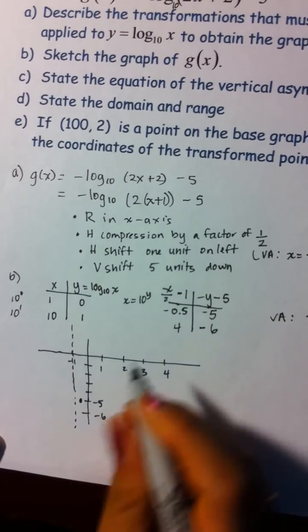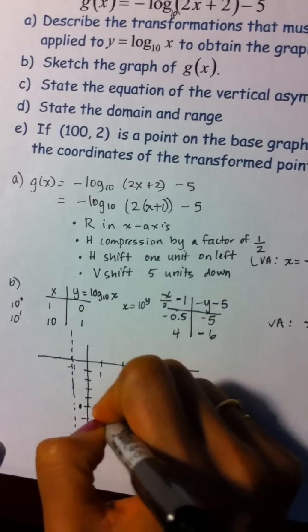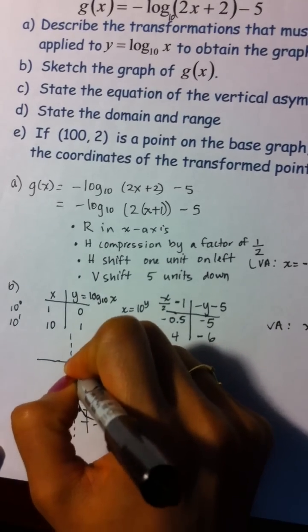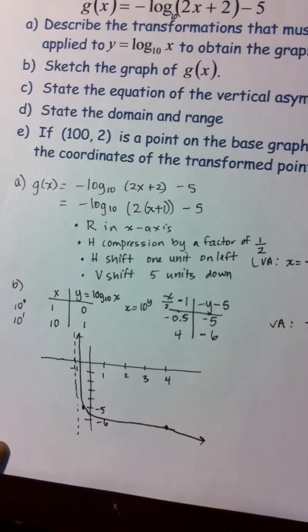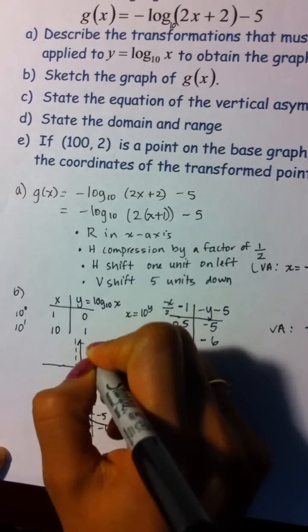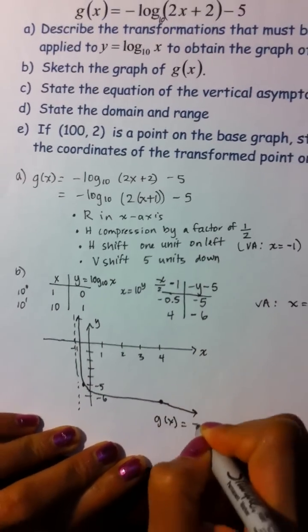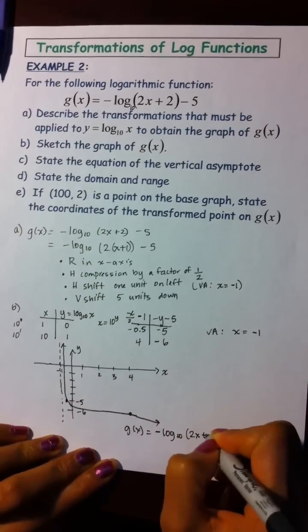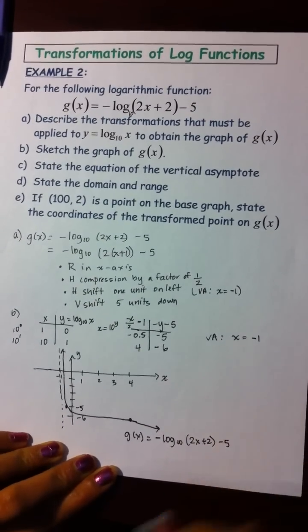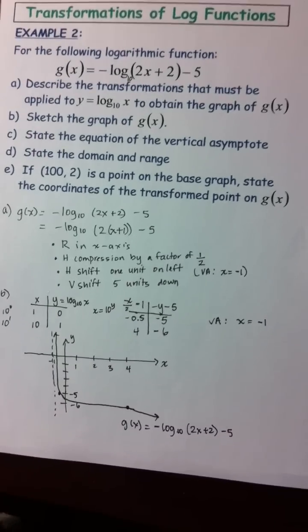And now I'm going to go ahead and just sketch this, keeping in mind that I have my vertical asymptote that I need to make this function approach, and just extending this further down. And that's my x-axis, that's my y-axis, and I'm just going to label my graph. g of x equals negative log base 10 of 2x plus 2, minus 5. Alright, so that basically is for part B.